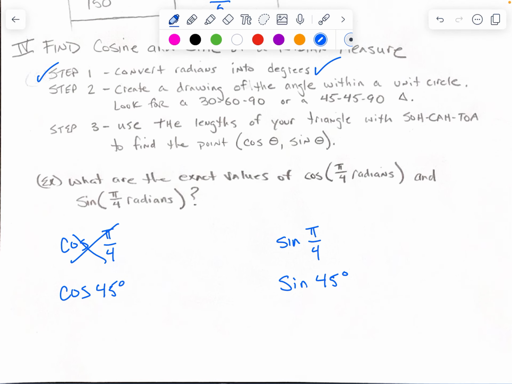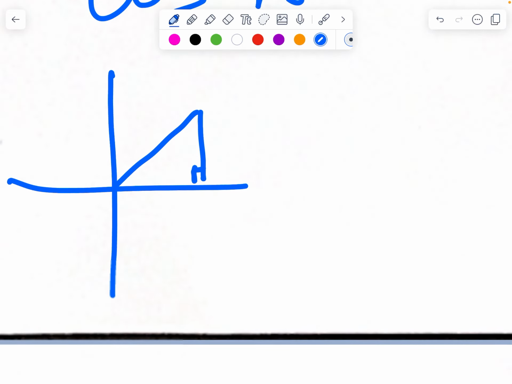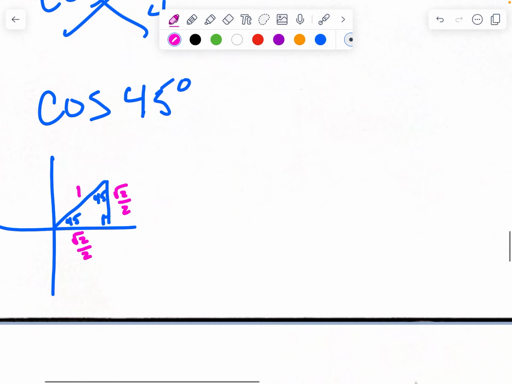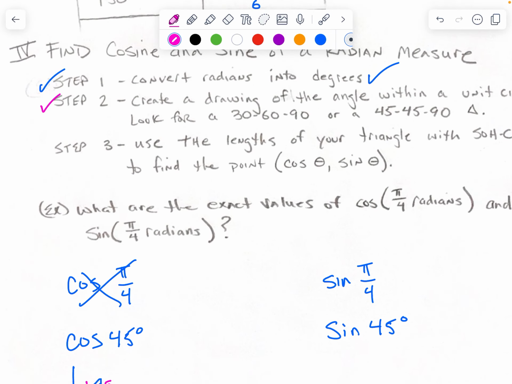Step 2 says create a drawing of the angle within the unit circle. This is really what we did in class on Tuesday. A quick little sketch. 45 degrees looks like it's about this. We're going to draw our triangle down and label some angles. This is 45, sorry, it's a little bit small. This is 45, and this is a unit circle. So 1, square root of 2 over 2, and square root of 2 over 2. So that is step 2.